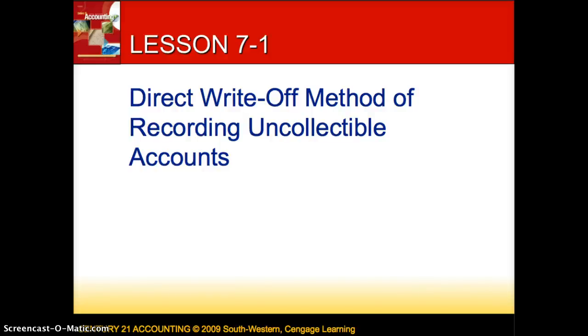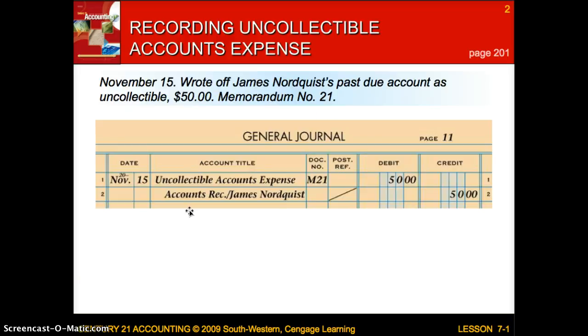This is lesson 7.1, direct write-off method of recording uncollectible accounts. This is found on page 200 in your book. We've done uncollectible accounts before, but please make sure you read this section so that you get a grasp on how we're going to do the direct write-off method and what we do if it is later paid after we have already written it off as uncollectible.